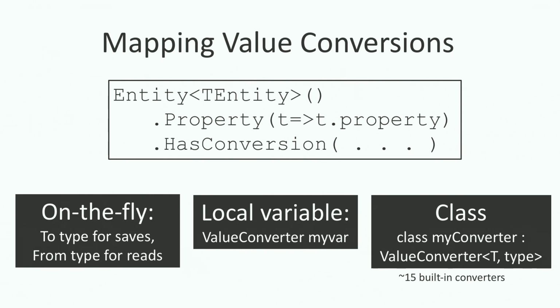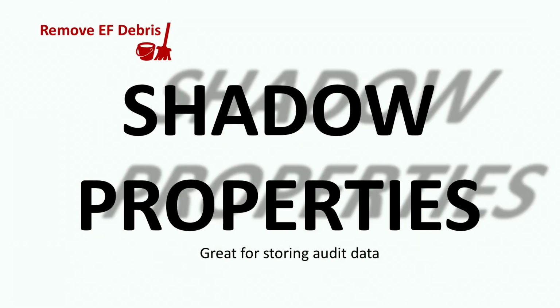There's a few ways to do it. So HasConversion is the critical method here. What you pass into HasConversion can be on-the-fly definitions, a pre-created variable, or even a class that you've created. And Entity Framework Core does have a whole bunch of built-in conversion classes.